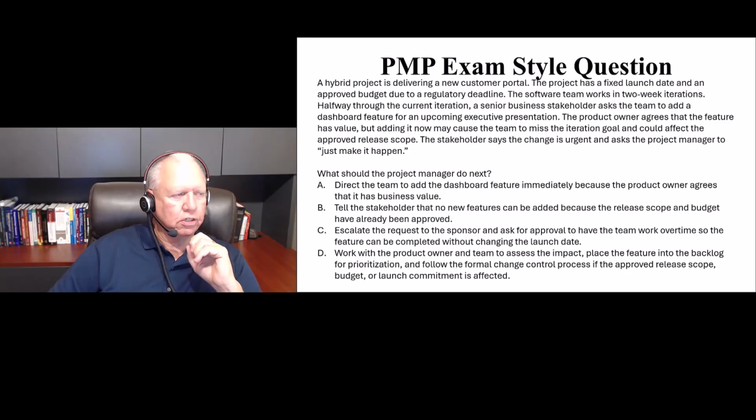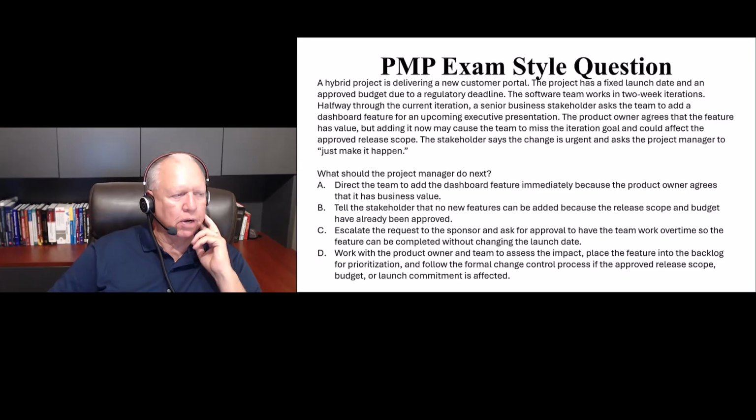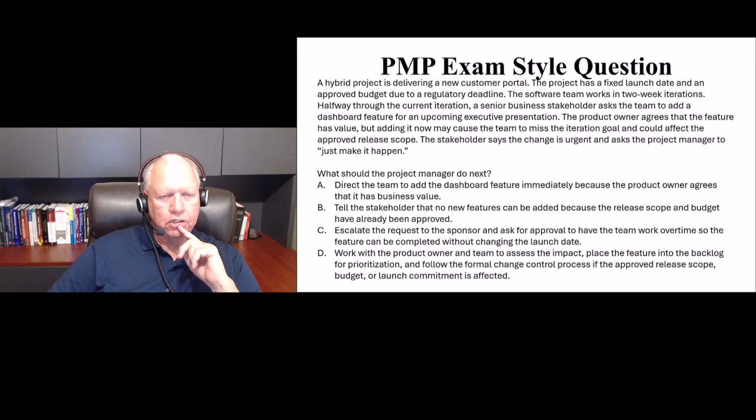So here's your question, here's your answers. A, direct the team to add the dashboard feature immediately because the product owner agrees that it has business value. B, tell the stakeholder that no new feature can be added because the release scope and budget have already been approved. C, escalate the request to the sponsor and ask for approval to have the team work overtime so the feature can be completed without changing the launch date. Almost always when you look at escalation, you're probably not going to want to escalate very often on the test.